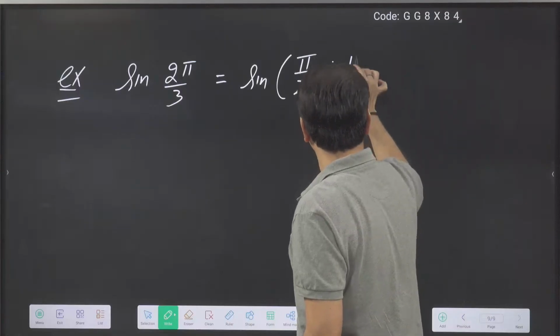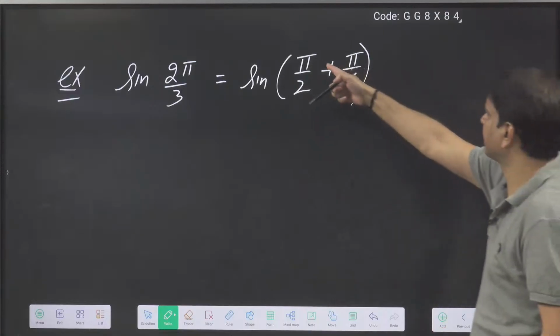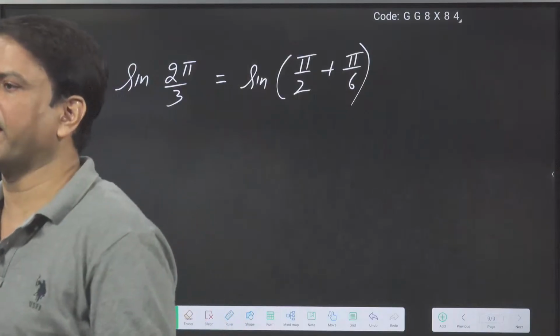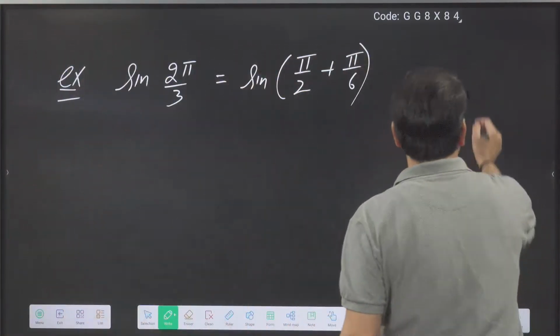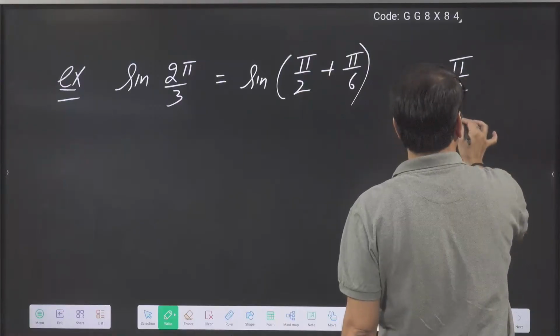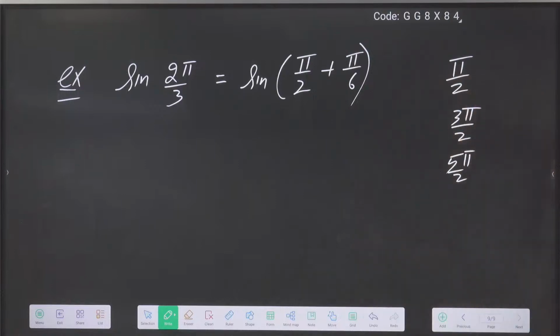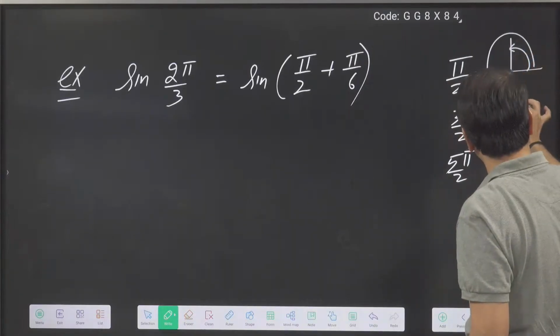pi by 2 plus pi by 6. You can check also: take the LCM 6, then you will get 3 pi plus pi, which gives 2 pi by 3. So here I have not split into pi minus or pi plus, I split like 90 plus. So when we are using an odd multiple of pi by 2, odd multiple means pi by 2, 3 pi by 2, 5 pi by 2, like this. Okay, like pi by 2 you will get up to this, 3 pi by 2 you will get up to this.